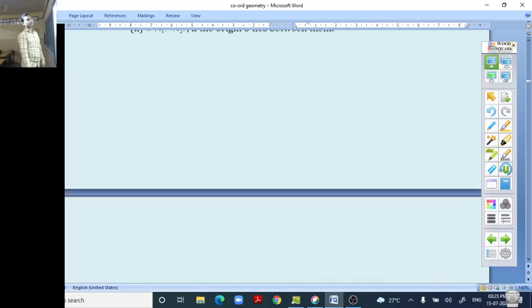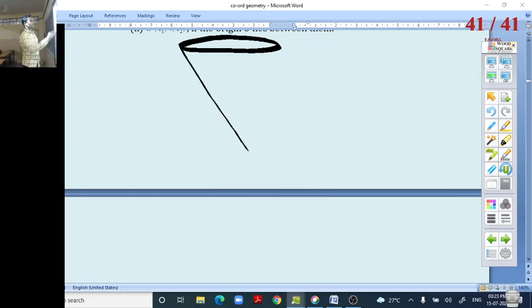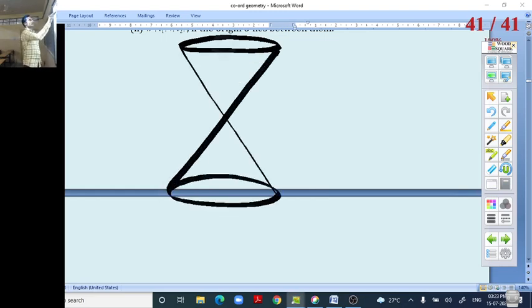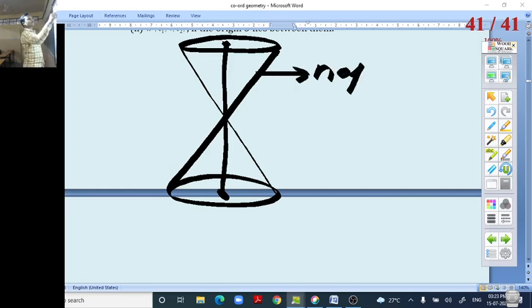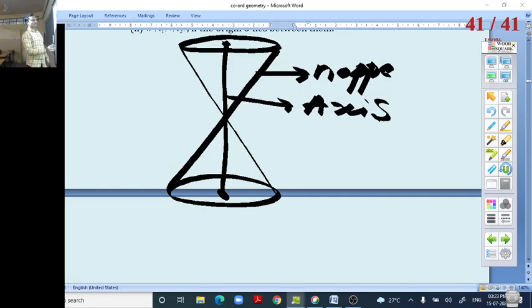Okay, pictures are not there, it's okay. So this is a double-napped cone. As I told you, this is the axis of the cone, and this is the nappe of the cone. Similarly, it has a base, an axis and a nappe. So this is a double cone.